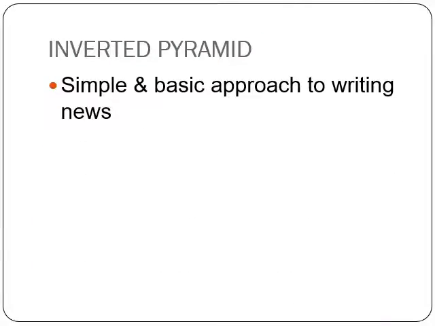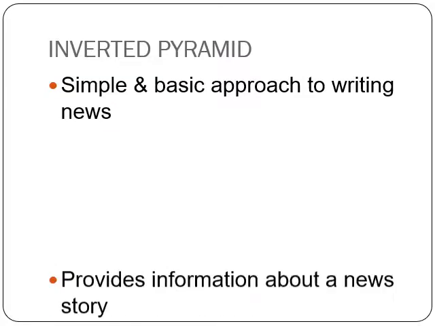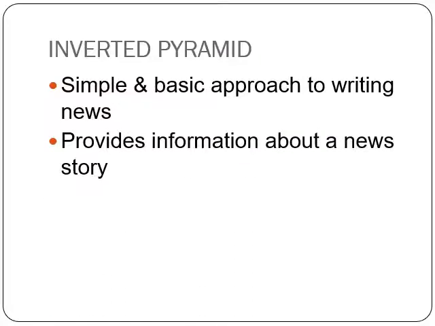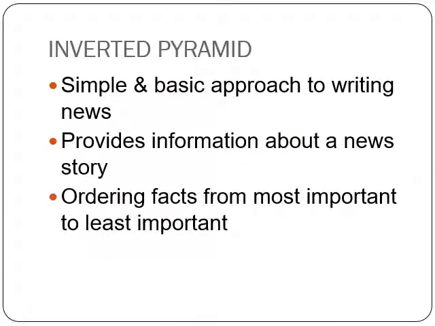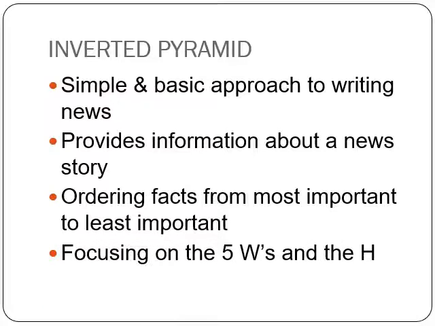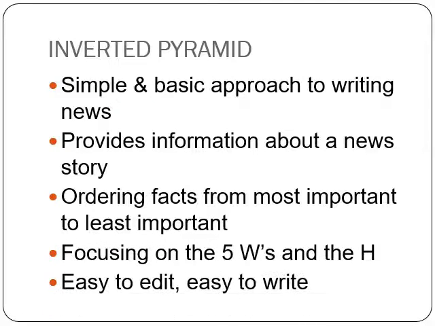Just to go over again what an inverted pyramid is, and we did it before. It's a simple and basic approach to writing news. Of course, it provides information about a news story. It orders the facts from the most important to the least important. It focuses on the 5 W's and the H. It's easy to edit. It's easy to write, and there's a certain expectation from the writer and the reader of how it's going to flow. Again, the inverted pyramid, the upside down pyramid. We've done that. We're moving on to narrative news stories.